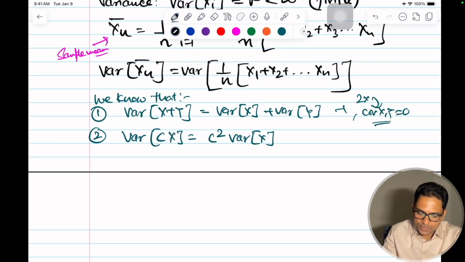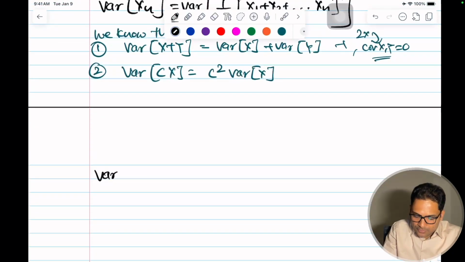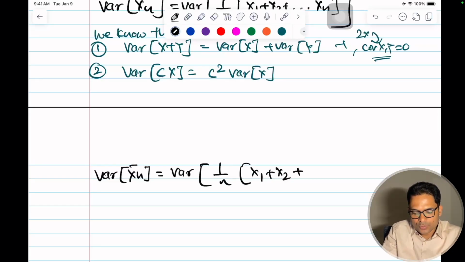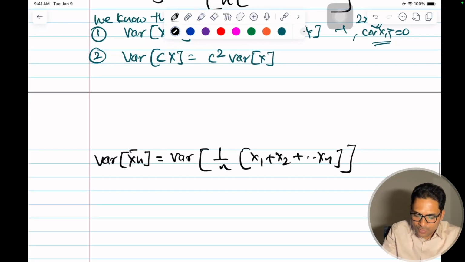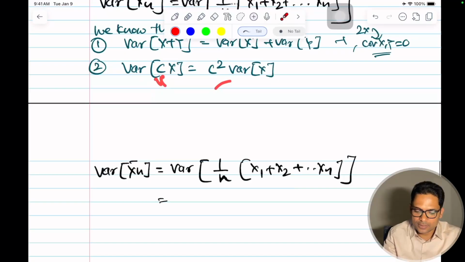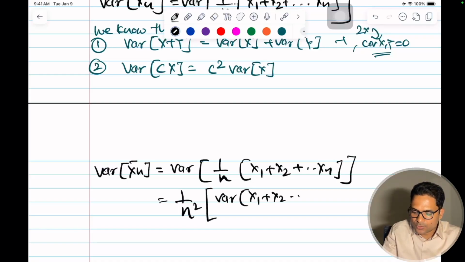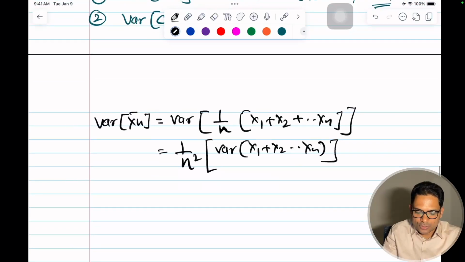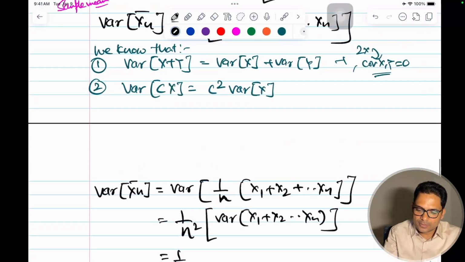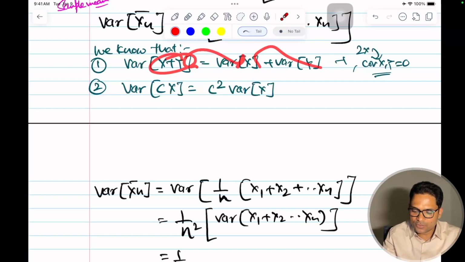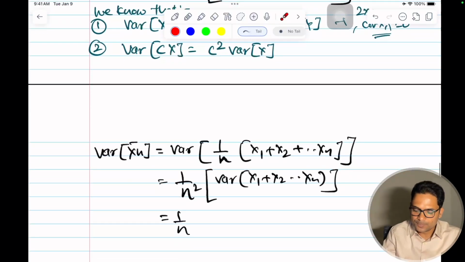Now again, I want to compute the variance of 1 by n times x1 plus x2 plus, so on till xn. Now 1 by n is a constant, so it will come out as c square. So this will be equal to 1 by n square times the variance of x1 plus x2 plus, so on till xn. And since the variance of x plus y is equal to the variance of x plus the variance of y, we can split this out separately.